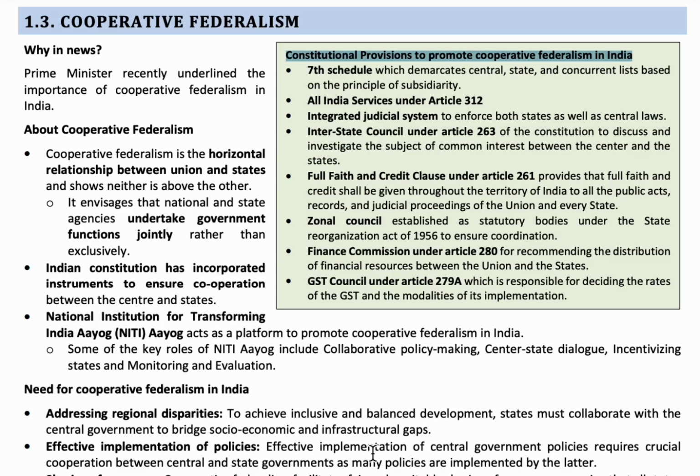The topic is cooperative federalism. So, the equal distribution of power, or the horizontal distribution of power, between states and the central government is called cooperative federalism. In this type of system, national and state agencies like All India Services, Interstate Council, Integrated Judicial System, etc., undertake government functions jointly.